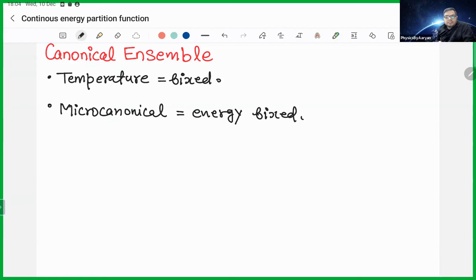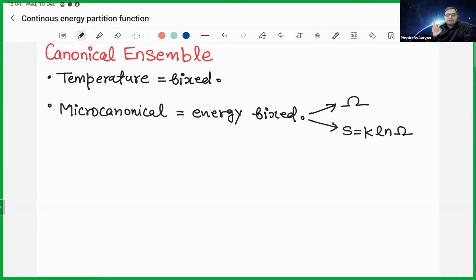So when energy is fixed, when we use microcanonical ensemble, we usually find something known as the number of microstates. And once we know microstates, we find entropy. And entropy is found using k log of sigma. This is known as the Boltzmann relation. So this is the recipe of microcanonical ensemble.